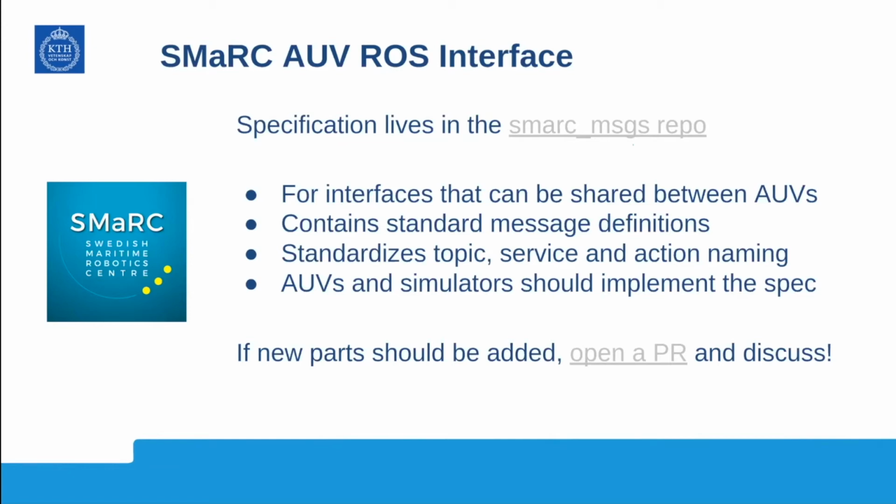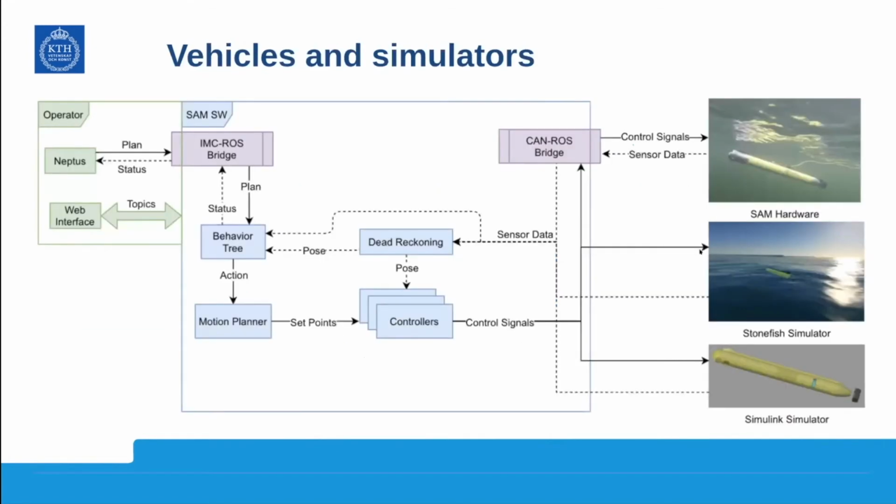And it lives in our common software repository in this SMaRC messages repository. Just a brief overview: we have all of these things running on the vehicle. We have sensor input coming in, we're sending out control signals, and then we also typically have different kinds of controllers and planners running on the vehicle. For example, controllers for controlling towards a certain heading or a certain depth, or planners for following a trajectory, going somewhere.